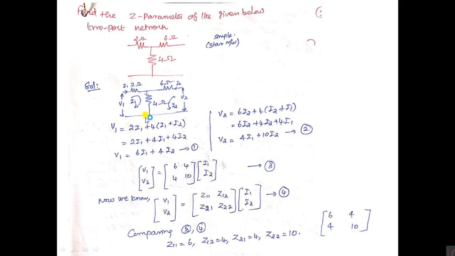So V1 equal to I1 plus 4, I1 plus I2. That becomes 6I1 plus 4I2. That is equation 1. And V2 equal to 6I2 plus 4, I2 plus I1, because both currents are flowing in the same direction. Now we get 4I1 plus 10I2. This is the same format: V1 equal to Z11 I1 plus Z12 I2. You directly write the answer for V1, V2, I1, I2. You directly take 6, 4, 4, 10. It is the Z parameter matrix value. So Z11 becomes 6, Z12 becomes 4, Z21 becomes 4, Z22 becomes 10.